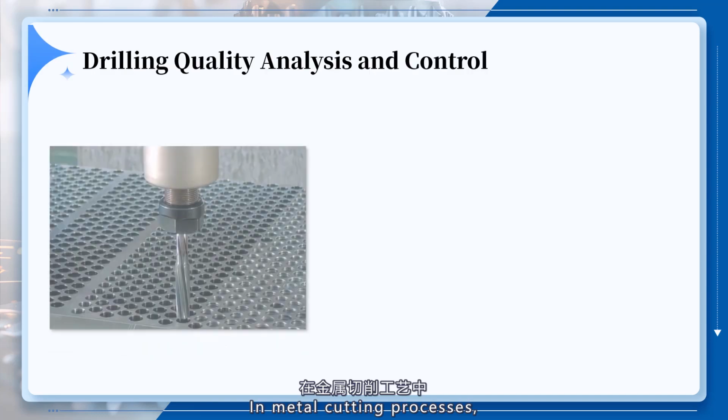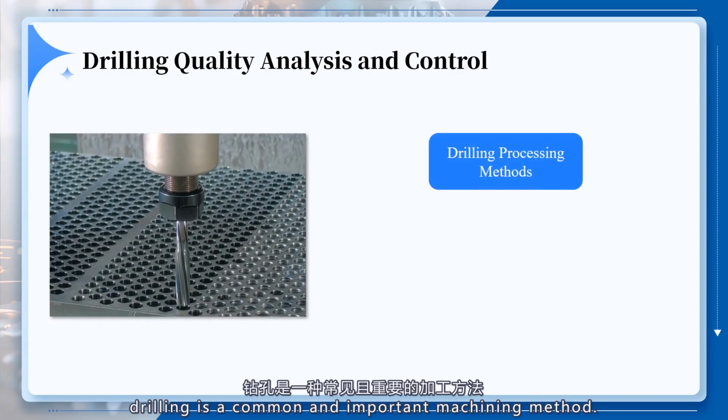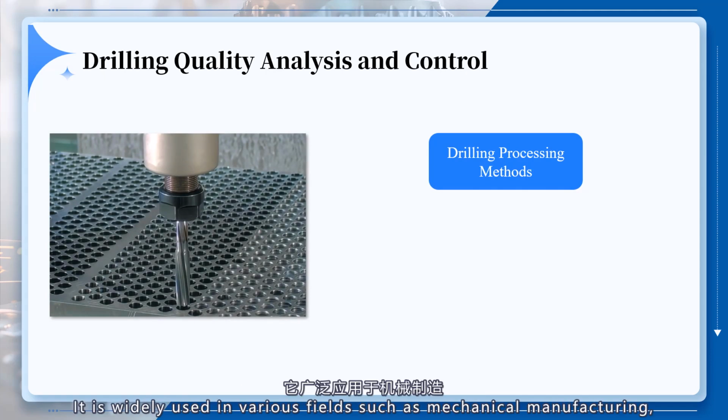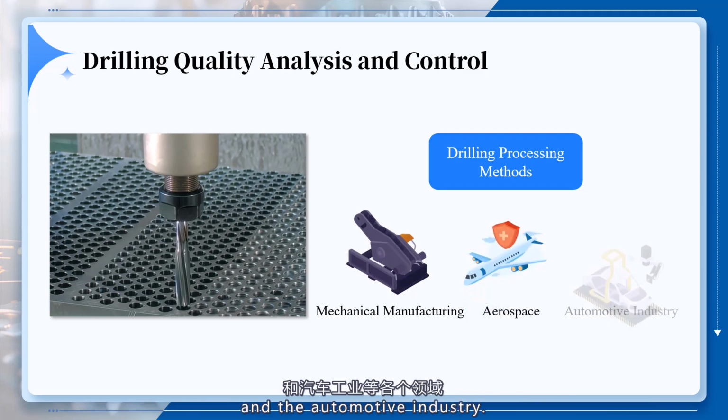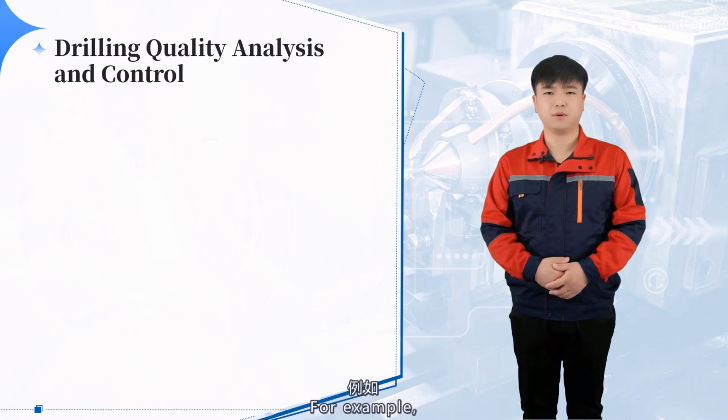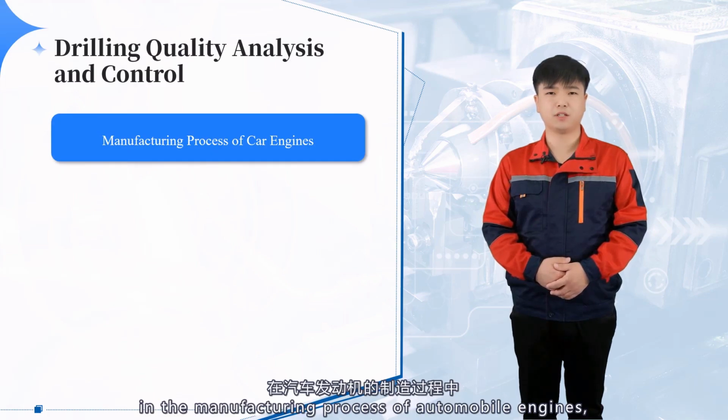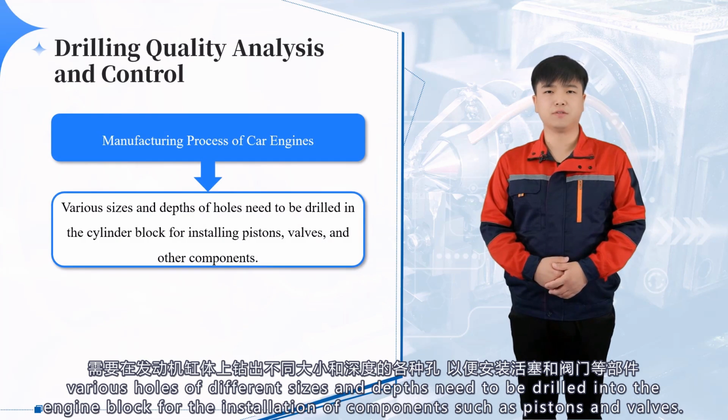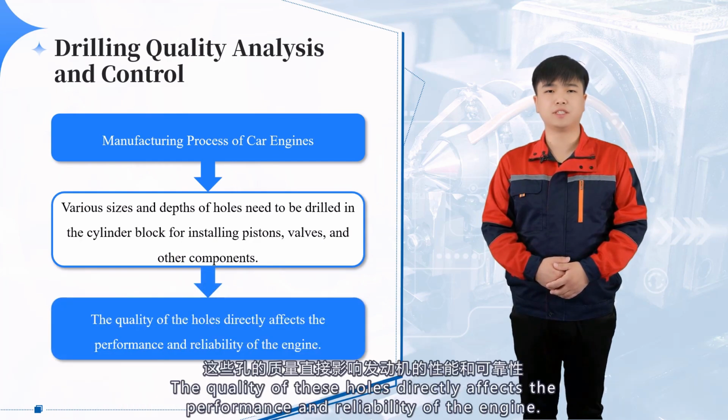operations. In metal cutting processes, drilling is a common and important machining method. It is widely used in various fields, such as mechanical manufacturing, aerospace, and the automotive industry. For example, in the manufacturing process of automobile engines, various holes of different sizes and depths need to be drilled into the engine block for the installation of components such as pistons and valves. The quality of these holes directly affects the performance and the reliability of the engine.